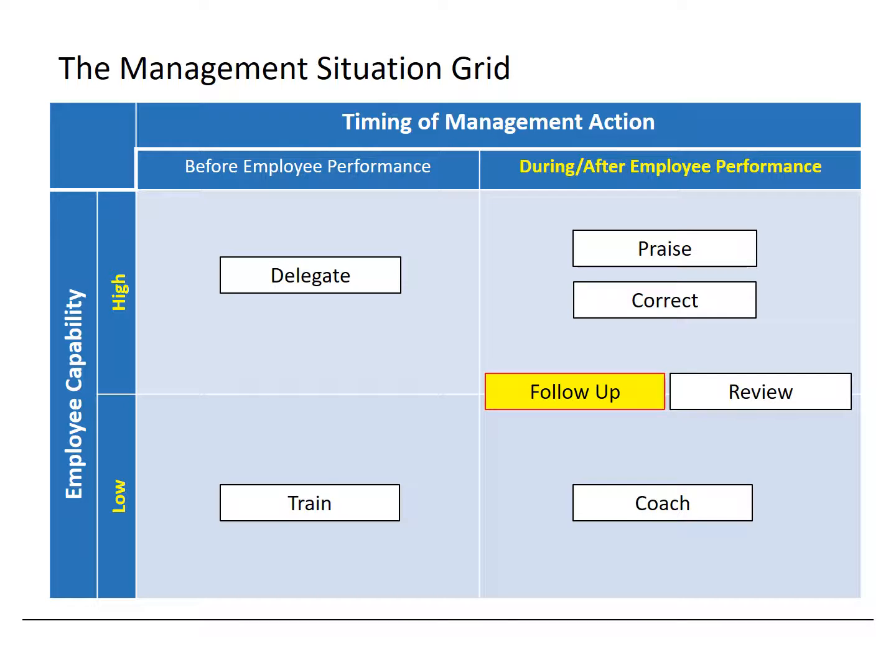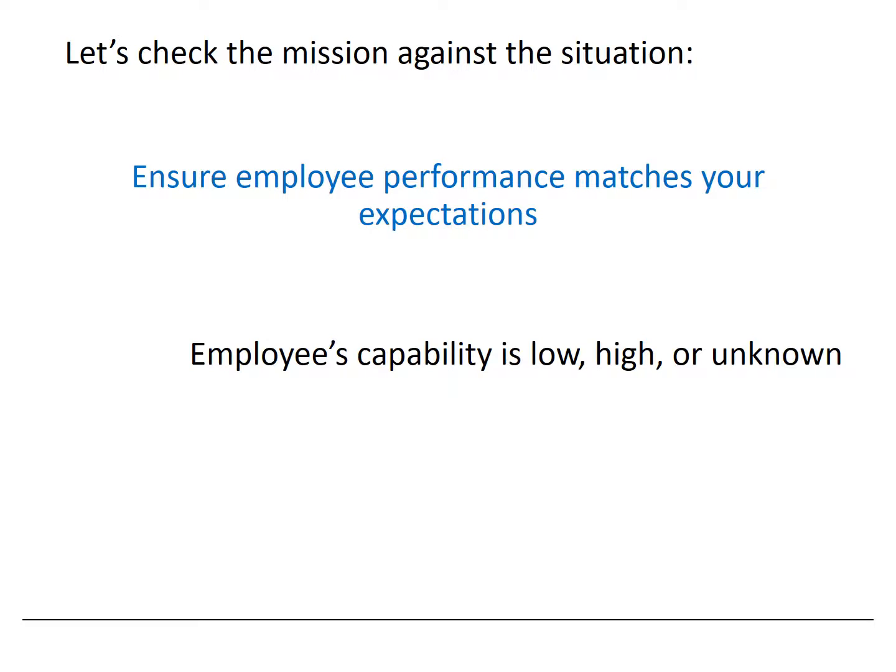According to the grid, the behavior of follow-up sits on the right side and right on the line between low and high employee capability. Does this make sense? Starting with employee capability, does it sound right that follow-up would occur with employees who have either low or high capability? Sure, that makes sense. For an employee who has low capability and you are training, you want to check on their performance so that you know whether they are learning successfully or not. For an employee who has high capability and you have delegated to them, you want to check on their performance to ensure they completed the task satisfactorily. Either way, you need to follow up.